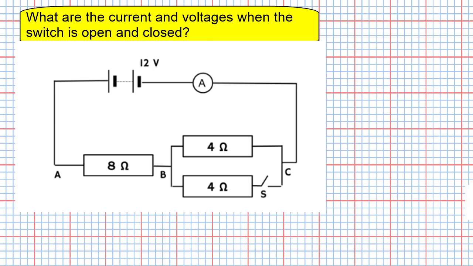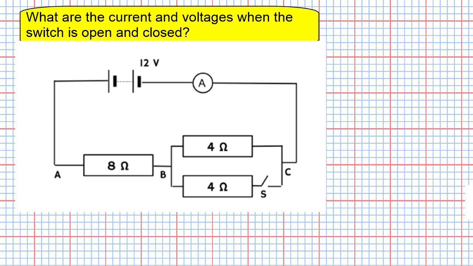Here's an electric circuit to help us test out our knowledge of circuit theory. It has a 12 volt battery, an ammeter, and just 3 resistors: an 8 ohm and 2 4 ohm resistors in parallel. One of the 4 ohm resistors in the branch has a switch in series with it which can be placed on and off. And we're asked to find what will be the current and voltages when the switch is open and closed.